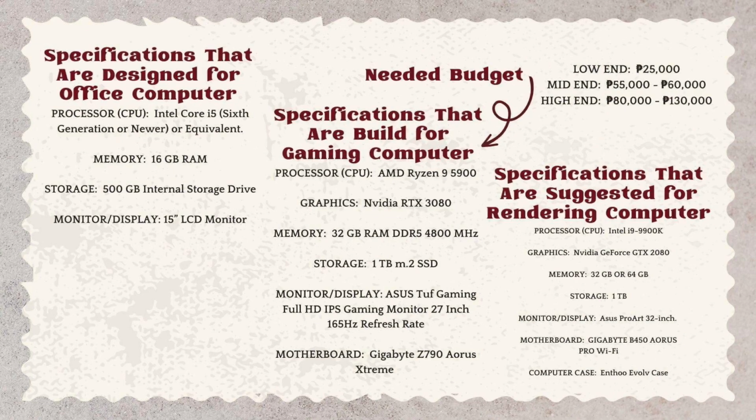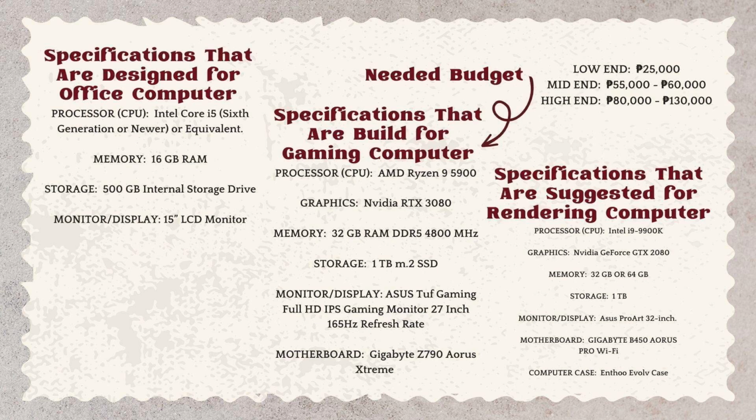And also, in order for your computer to work smoothly, you should know what specs are required for each category. For an office computer, you will need an Intel Core i5. And for memory, you would need 16 gigs of RAM. For storage, you would need 500 gigabytes of internal storage drive. And for the monitor, you would need a 15-inch LCD monitor.